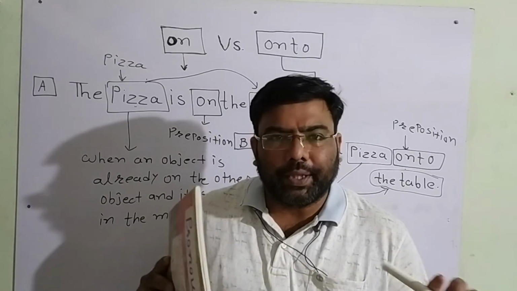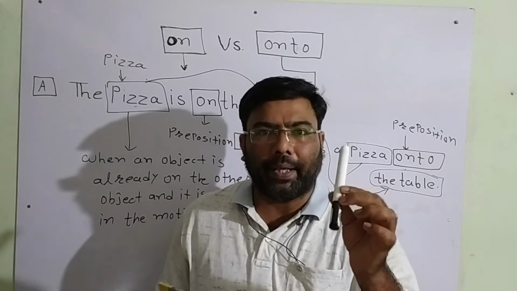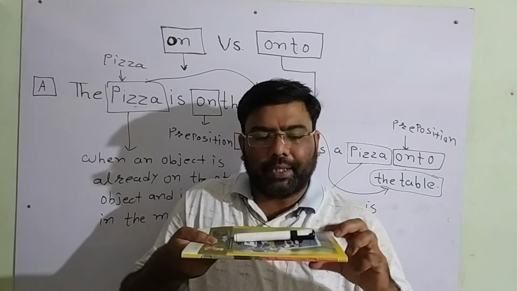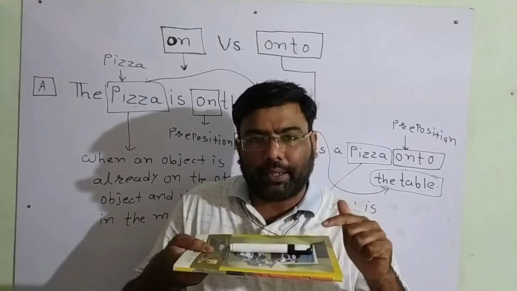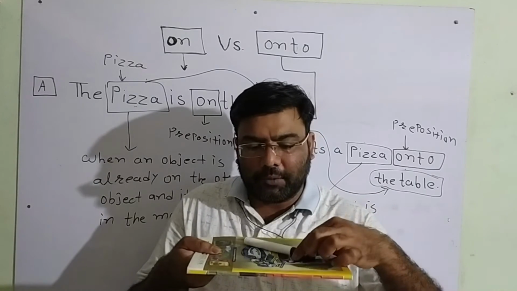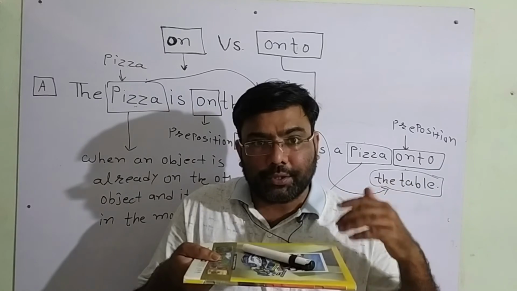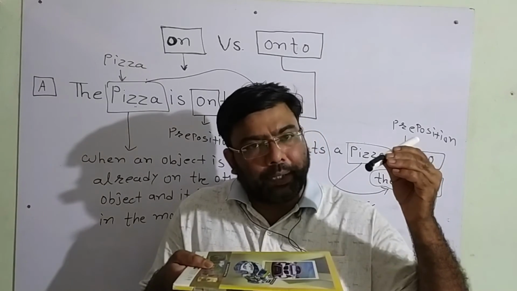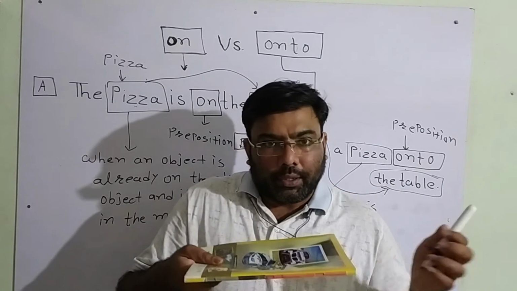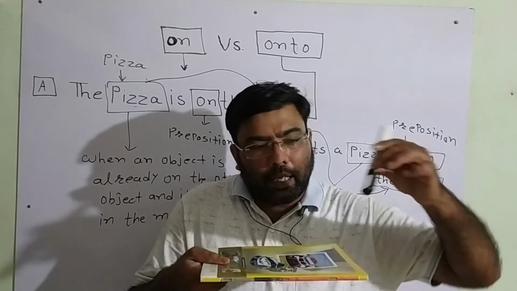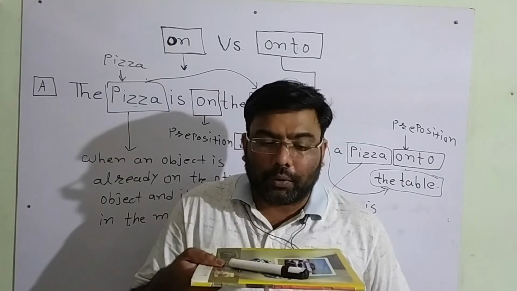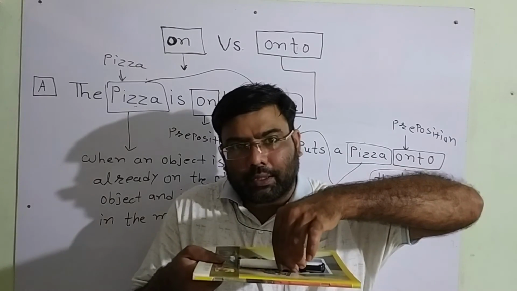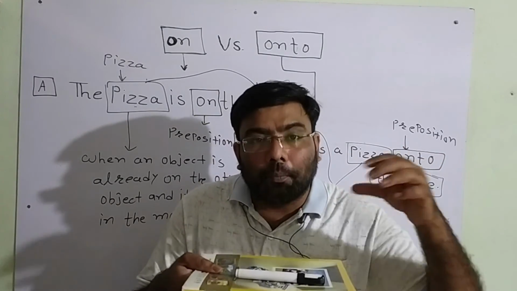Let's say we have two objects, a book and a pen. So I am putting this pen onto the book. So where is the pen? Now you can say that the pen is on the book because this pen is already on the book and it is not in motion, right? Now if I put this pen on this book, during that time I can say I put this pen onto the book. Onto means the object is moving onto another object. So the word onto shows motion.